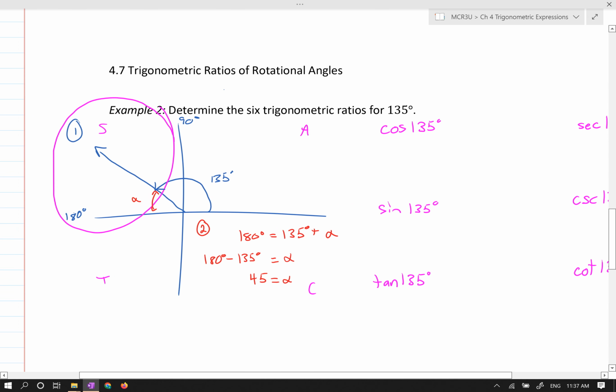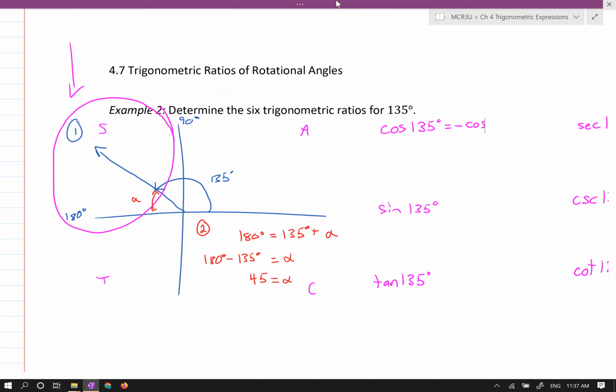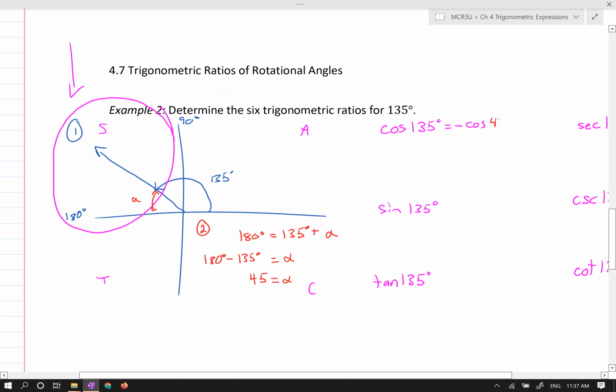All right, well, the cosine of 135 degrees. I know in this quadrant, cosine is negative. So that means I'll be working with negative the cosine of the related acute angle. My related acute angle in this case is 45 degrees. And I missed a degree symbol down there. Fantastic. My sine is positive. So in this quadrant, the sine of 135 degrees is going to be equal to positive the sine of 45 degrees. My tangent is going to be equal to negative the tangent of 45 degrees.